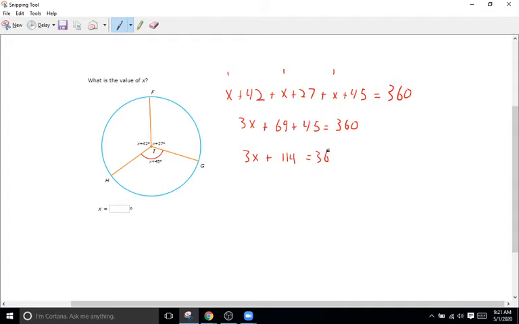Now again, we want to get x by itself here, so we're going to subtract 114 from both sides. We're just left with 3x equals 360 minus 114, which is 246. And now we just divide by 3 on both sides. The 3's cancel out, so we're left with x equals 246 divided by 3. Just so I can check my work here, I'll use a quick calculator.